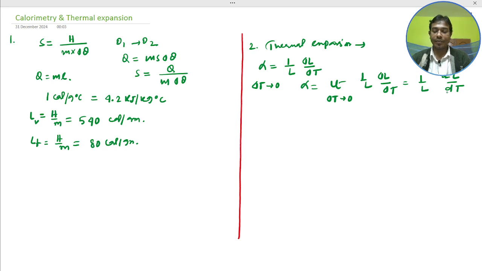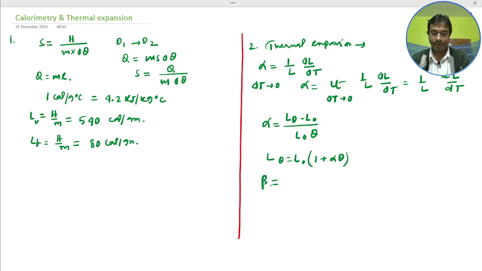Suppose the length of the rod is L0 at 0 degree Celsius and L theta at temperature theta. Then alpha would become L theta minus L0 divided by L0 theta, or L theta is equal to L0 times (1 plus alpha theta).